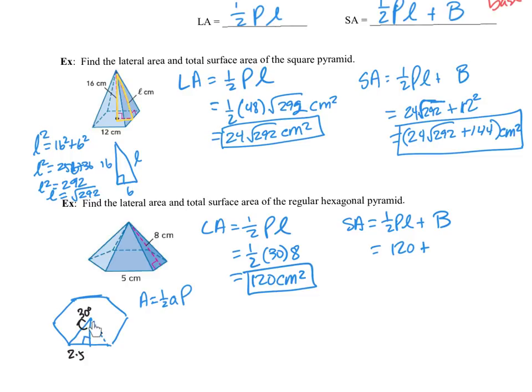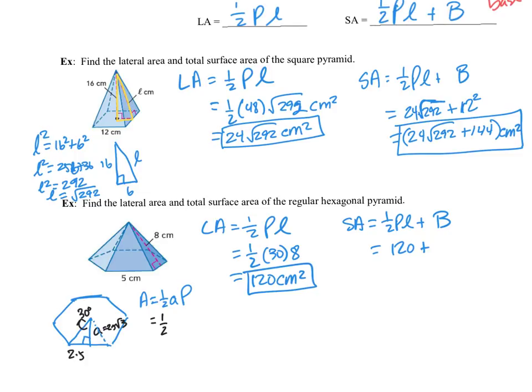So that means this little right triangle we're looking at is a 30, 60, 90, where I know the short leg, and I want to know the long leg, which also happens to be the apothem of the base of my pyramid. So if I know the short leg and I want to find the long leg in a 30, 60, 90, we just take that short leg and multiply it by the square root of 3.